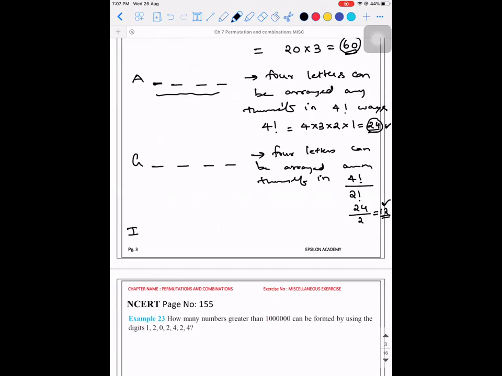So if I start with I, I have 4. You're able to understand, right? Again, the same logic. 4 letters can be arranged among themselves in how many ways? 4 factorial divided by 2 factorial. Why are you dividing? Because here also you have A A, repeated twice. So 24 words starting with A, 12 words starting with G, and 12 words starting with I.